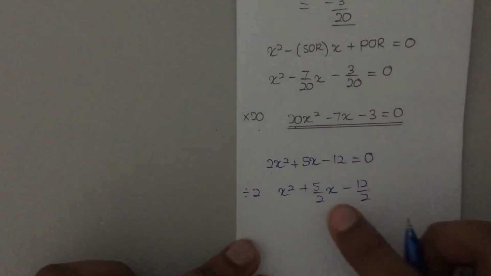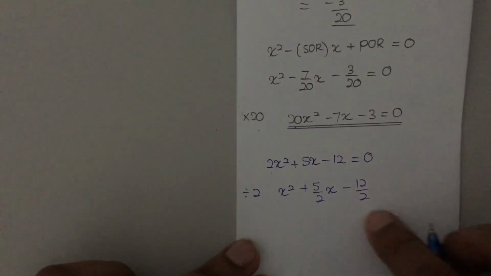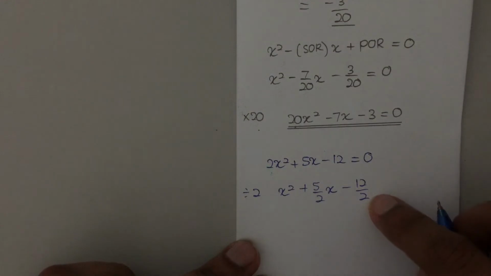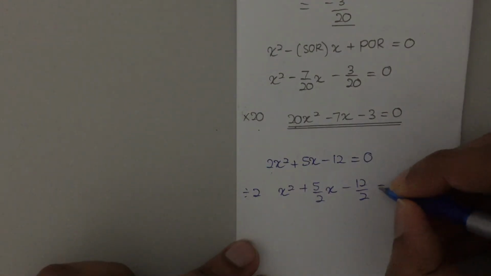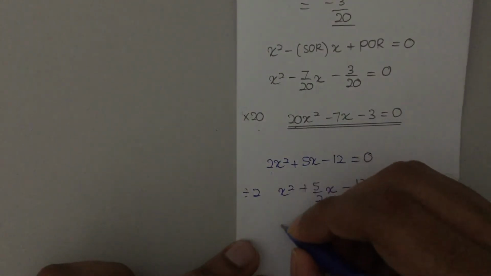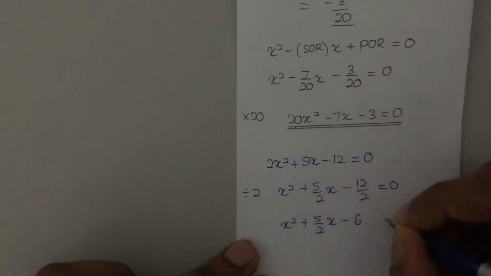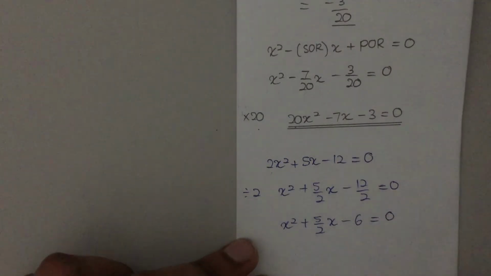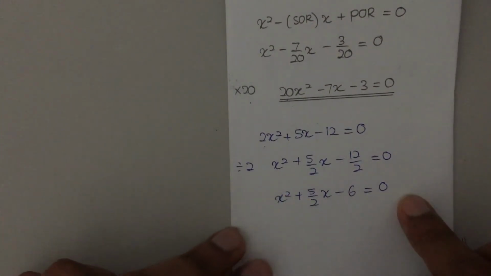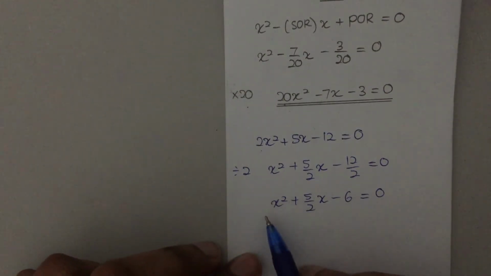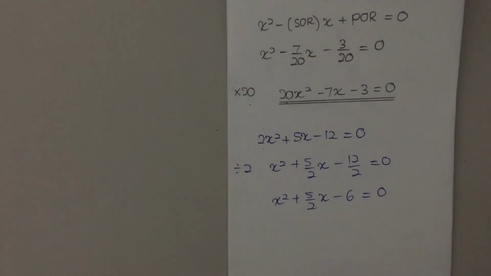Of course, 12 over 2 is 6, but I write this for your understanding, guys. Equals 0. Of course, you can rewrite it as x squared plus 5 over 2 x minus 6 equals 0. So you have already formed it this way, and we have made sure that the coefficient a is equal to 1.